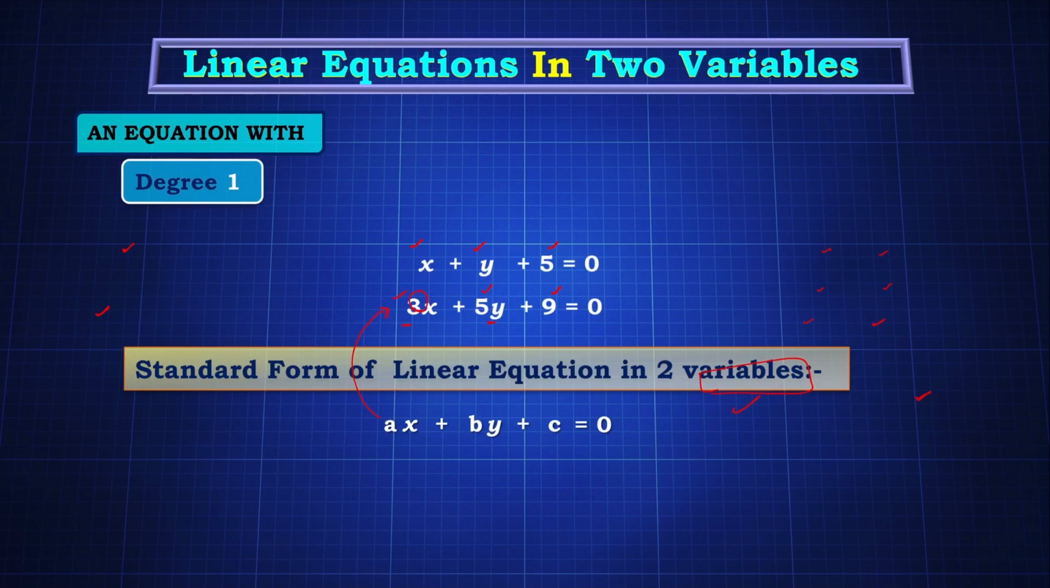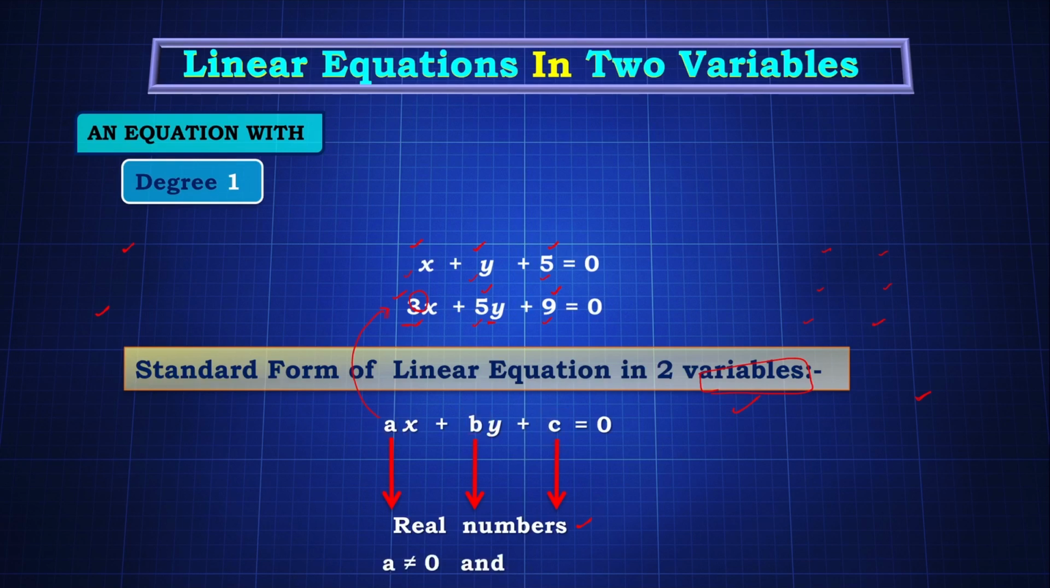So I can represent any equation in the standard form, ax plus by plus c is equal to 0, where a, b and c are constants. Why are they called constants? Because their value will be constant. This 3 will remain 3, this 5 will remain 5, 9 will remain 9, this 5 will remain 5, this will be 1 and this will be 1. So they are constant and they are always real numbers.